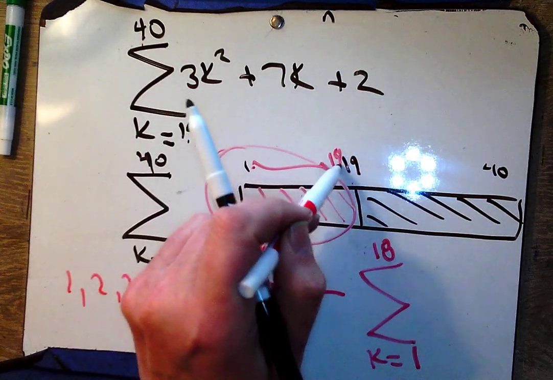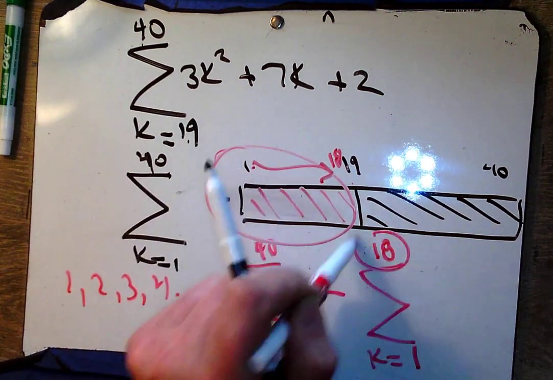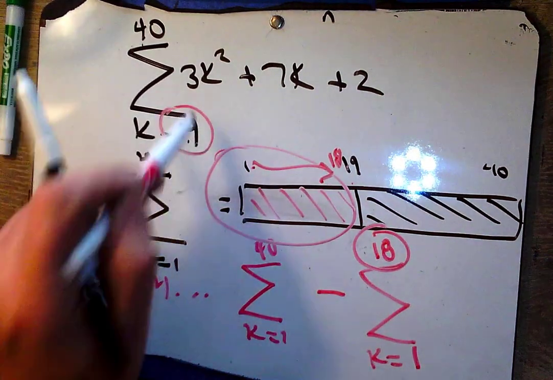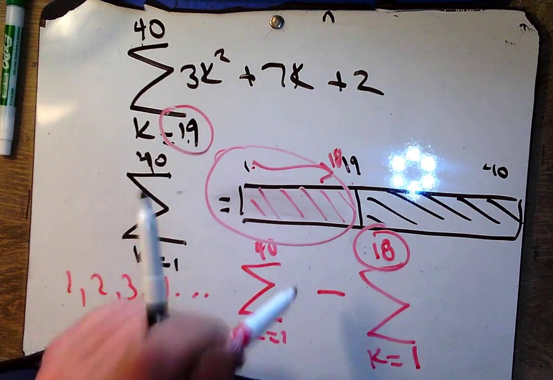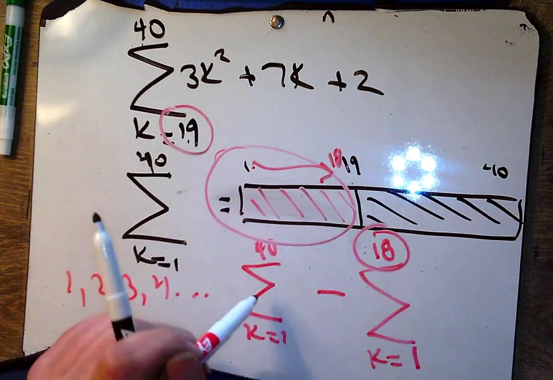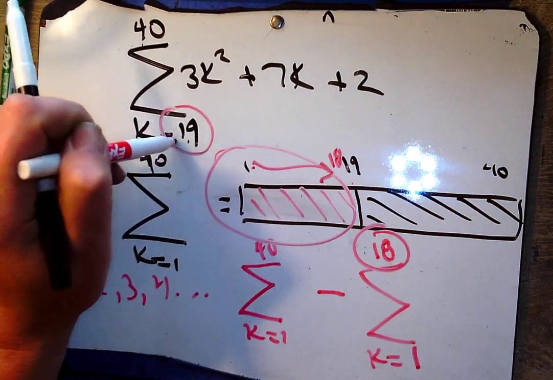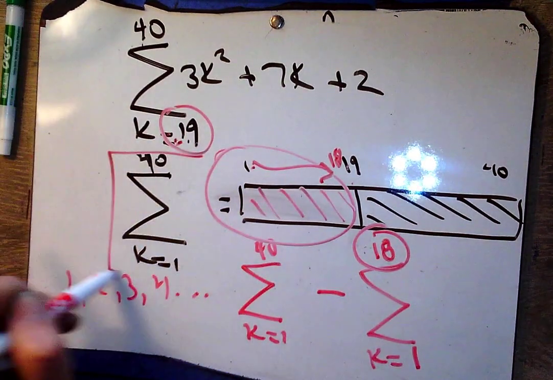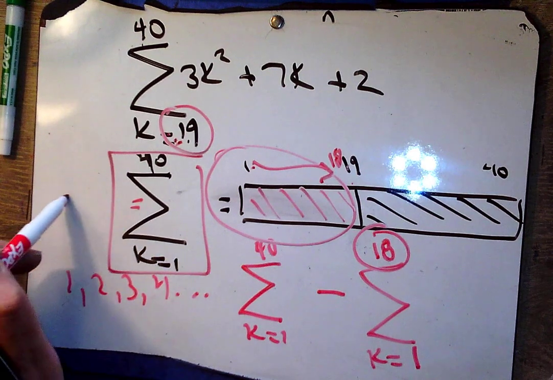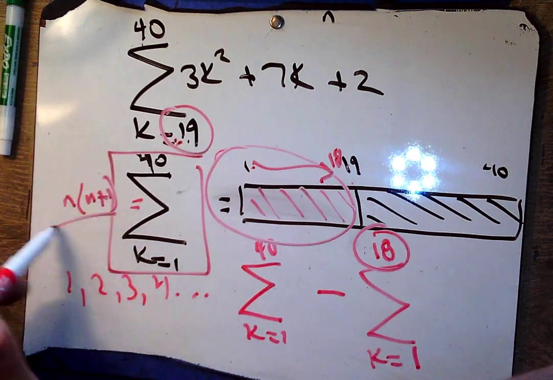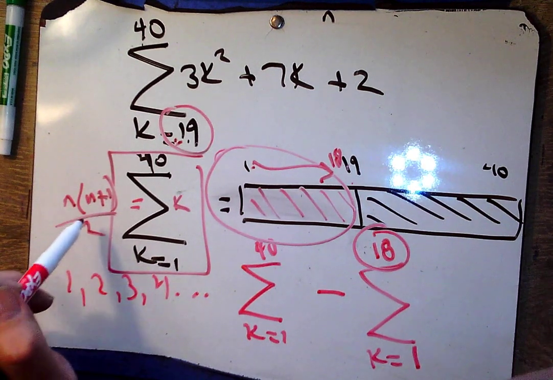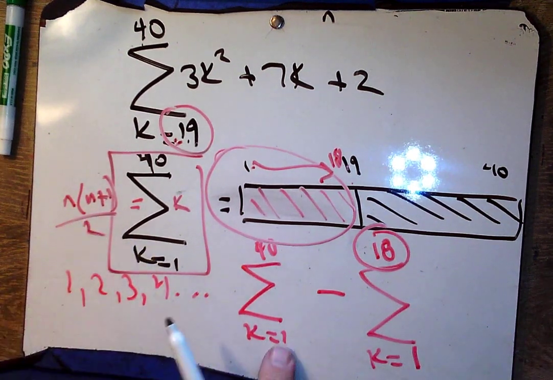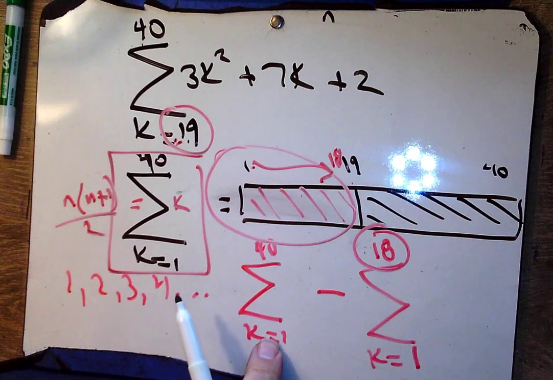So that means go up to 18. This number is always one less than that number. I have to split these up into 2 different sigmas, because this does not start with 1, and my shortcuts only work if I start with 1. So I'm having to create a situation where I get to start with 1.